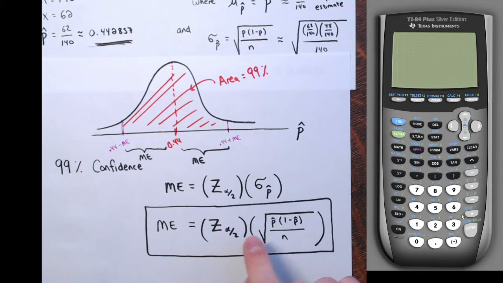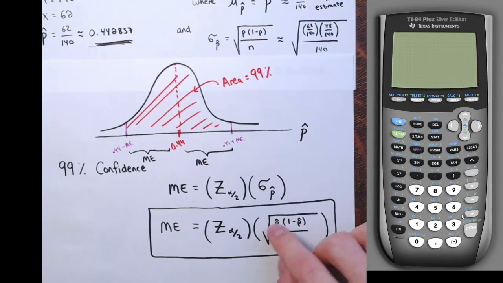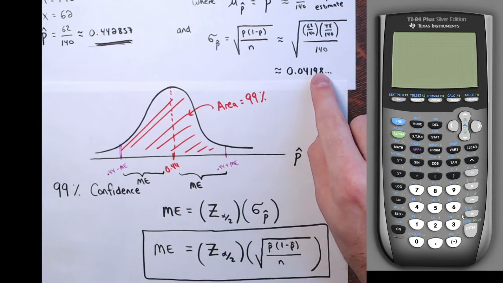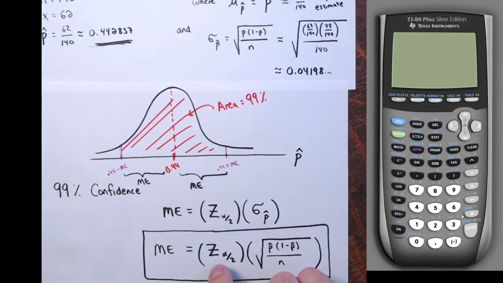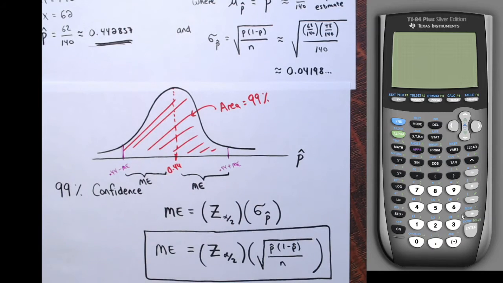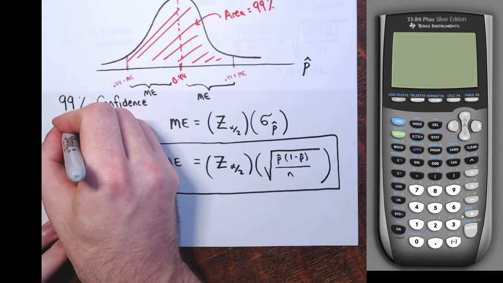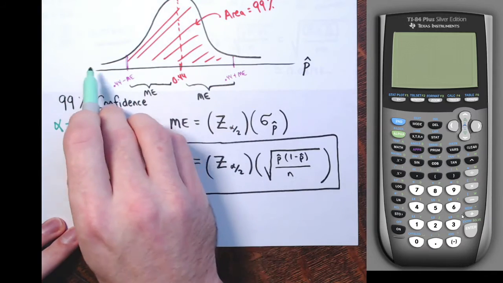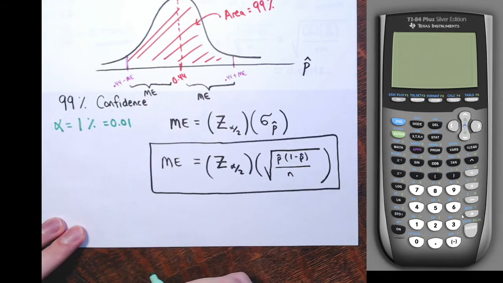So first, now I know the p hat. I know this standard deviation, that was this 0.04198 something. That's this part in the parentheses here. I need this z-score. How many standard deviations above and below the mean do I need to go to get this 99% confidence interval? If we're talking 99% confidence, that means the value of alpha, which is just what's left over, is 1%, or 0.01.